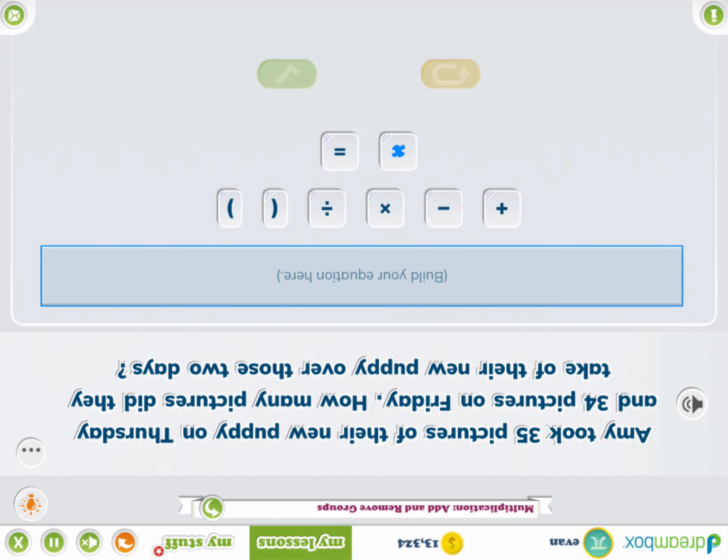Amy took 35 pictures of their new puppy on Thursday and 34 pictures on Friday. How many pictures did they take of their new puppy over those 2 days?